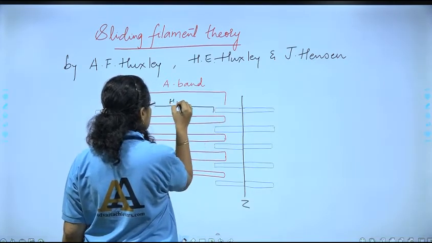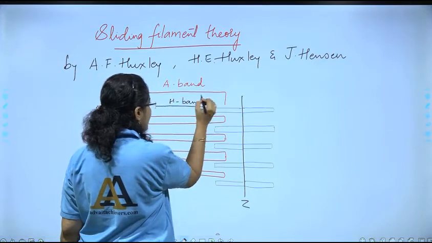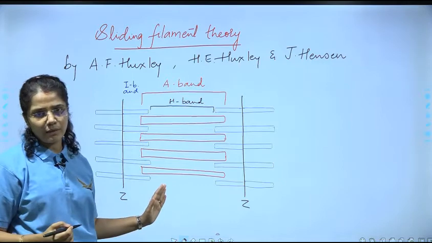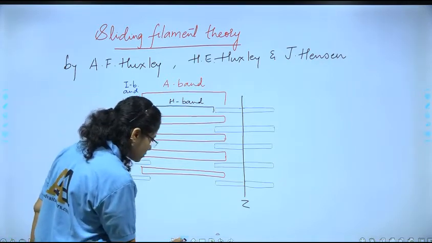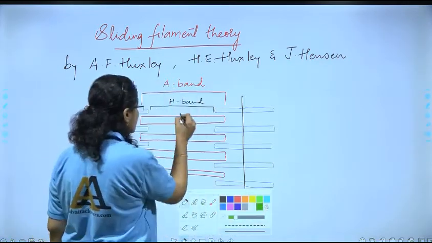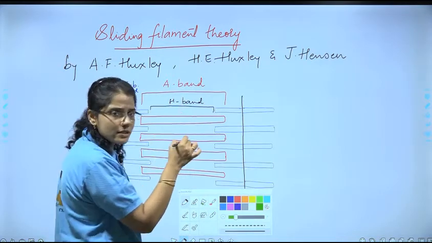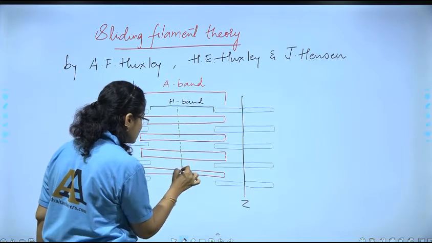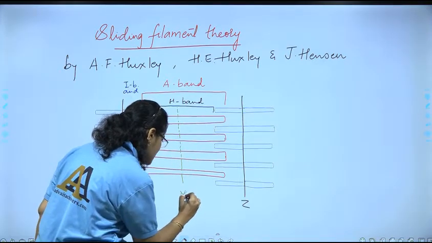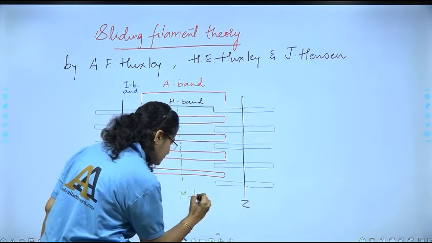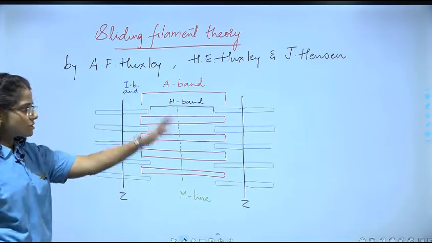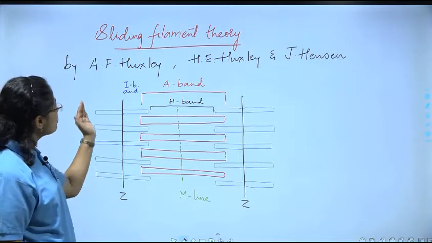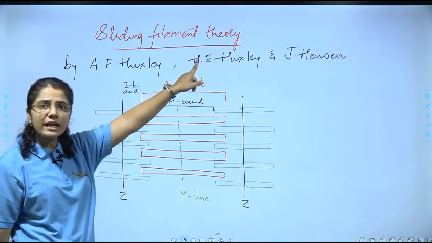So this forms our H band, and in the middle of the H band passes the M line. So that also we will show: in the middle passes the M line. So this forms the M line. This structure we have already discussed in detail. Now we are going to understand why we are calling it the sliding filament theory.